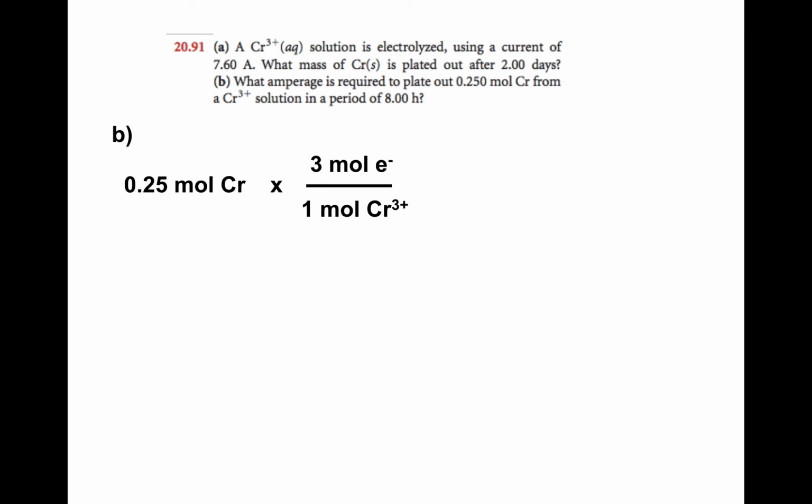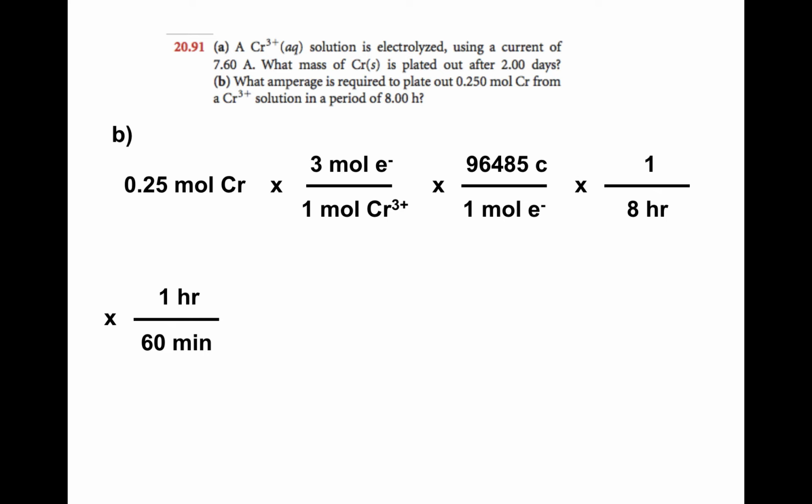For every 1 mole of chromium 3 plus, it's going to take 3 moles of electrons. Now I can use Faraday's constant to go from moles of electrons to how many coulombs I have. So I've got coulombs up in the numerator. What I need to get is seconds in the denominator, right? So 1 over hours, right? I ran it for 8 hours, from hours to minutes, from minutes to seconds. And when I multiply across, everything cancels except for coulombs per second. So that's the amperage that I have to use for those 8 hours to get that amount of chromium plated.